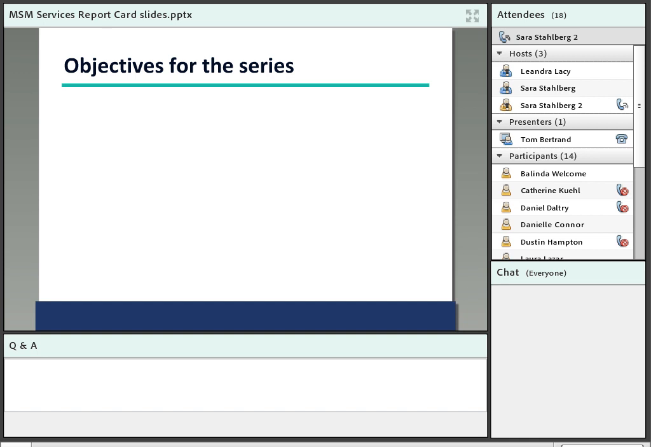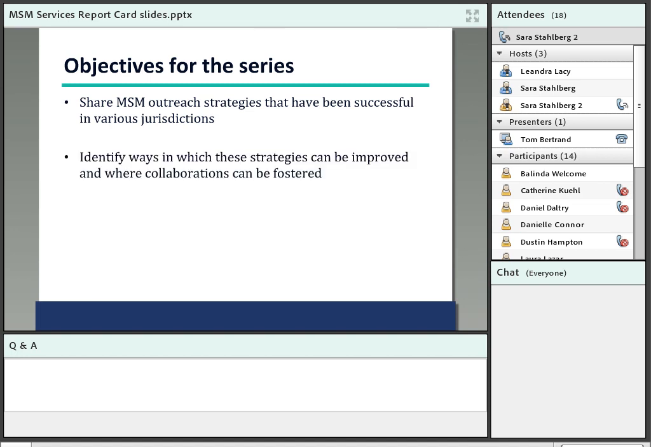So continue on in terms of the objectives and goals for today's session. First of all, our objective for this series is to do some pretty obvious things. We want to be sharing strategies. We want to be identifying and improving the strategies that work for all of you on the ground and increase our efforts to promote peer-to-peer assistance and promote collaboration.